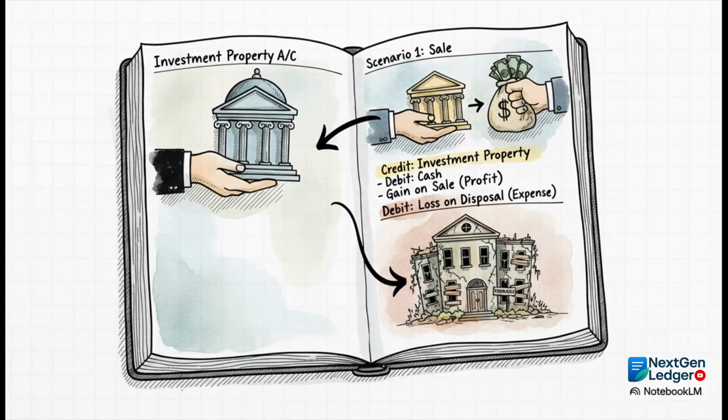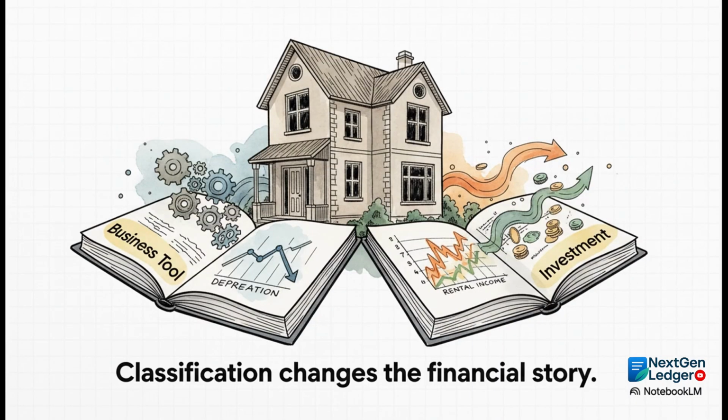And what about the end of the road for the property? Well, once it's sold, or if it's just permanently taken out of use with no hope of future income, you have to take it off your financial statements. It's gone. And of course, any profit or loss you make from selling it gets reported right away. So when you boil it all down, what's the big takeaway here? It's that classification is everything. That single decision, is this a tool for my business or is it a standalone investment, changes the entire story. It dictates the rules you follow and fundamentally shapes the financial picture you present to the world.